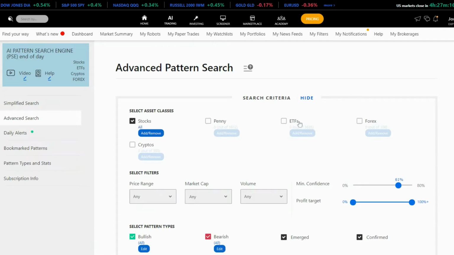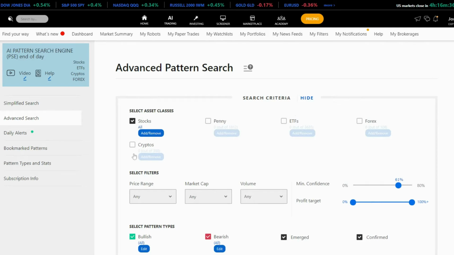The confidence level is a crucial factor. It indicates how certain the algorithm is about a pattern reaching its target profit. For instance, a higher confidence level means a more probable target profit. I'll show you some examples later to clarify this. Here, you can set your desired profit target, ranging from 0 to 100%. There are additional features our users requested, such as filtering by price range, market cap, and volume.